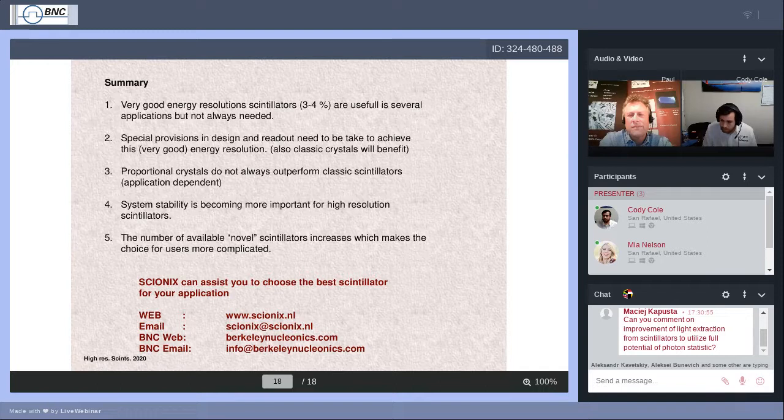This question is asking, are you capable of commenting on the improvement of light extraction from scintillators to utilize the full potential of the photon statistics? Yes, it's very important that a scintillator surface receives the proper surface treatment to get the maximum amount of photons out of the crystal. And this surface treatment depends on the size, if you have a long, thin crystal, or a crystal that is about the same diameter as height. And I think that at Scionix, we know how to do that.